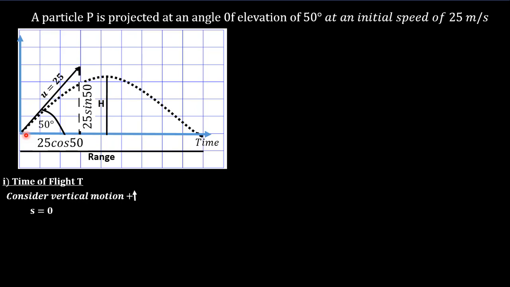And since it is moving in the vertical direction, we have to consider the vertical component of the initial speed. That is going to be u equals 25 sine 50 meters per second. While it is returning, its final velocity is going to be the same, but in the opposite direction. So its final velocity is minus 25 sine 50.